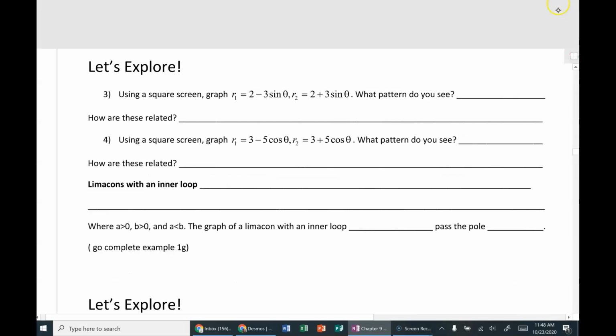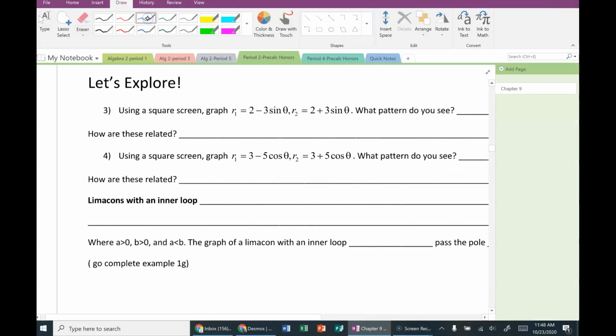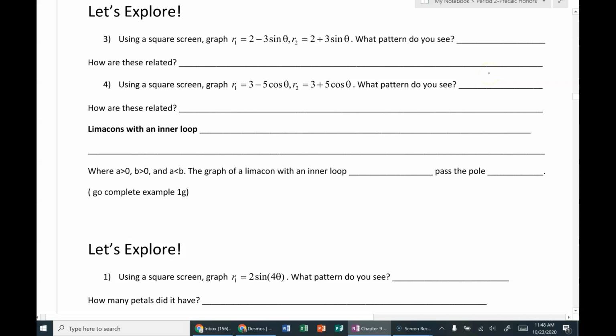Okay, so I'm going to grab a pen. So what I want you to do is try those out, okay? Oh, actually, including answering how they are related. Once you're done, hit unpause and then write down the definition of limacons with an inner loop.